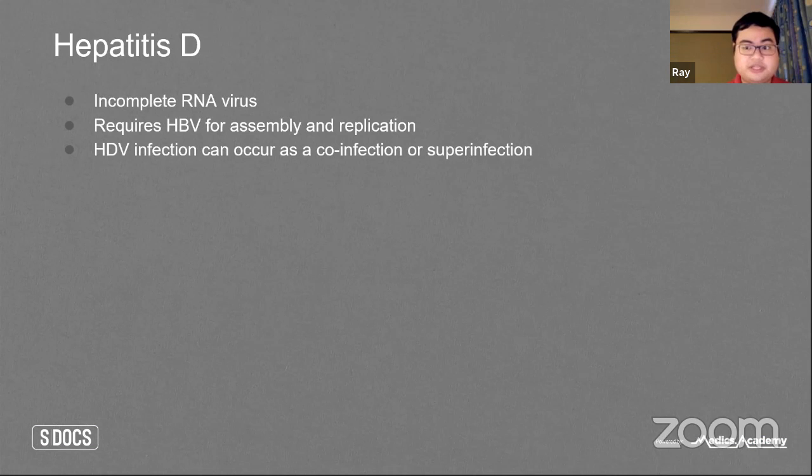And there are two terms that you need to be familiar with. The hepatitis D virus infection can occur as a co-infection or a superinfection. A co-infection means that both viruses infect you at the same time. A superinfection means that a person has the hepatitis B infection, and then after a while, they get infected with the hepatitis D virus afterwards.